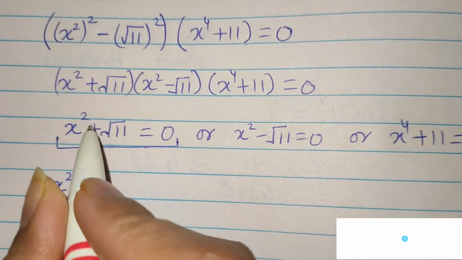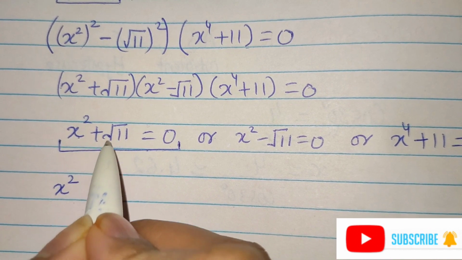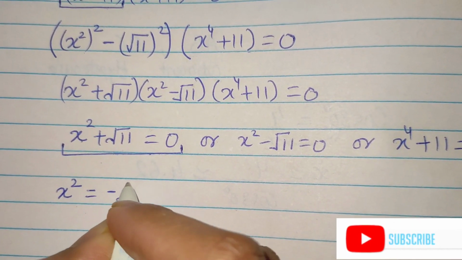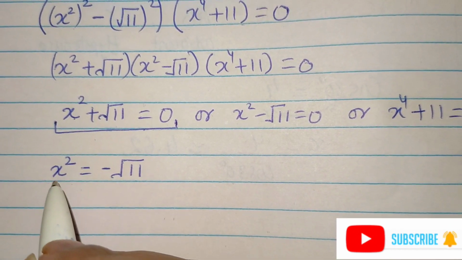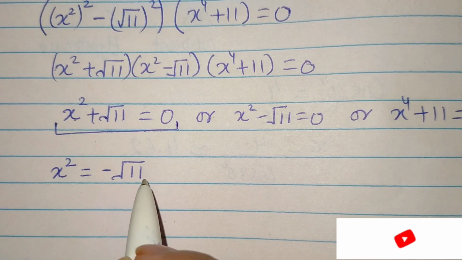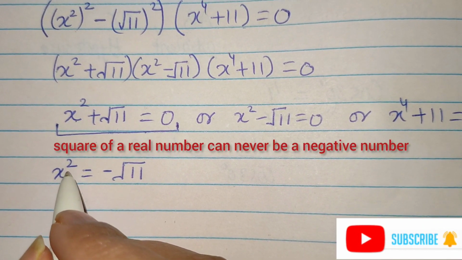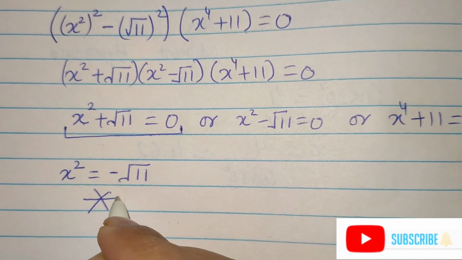To find out the value of x, let's just remove this. That means take away square root 11 from both sides. So you will have x squared equals minus square root 11. Now, as you can see here, x squared is minus square root 11. But the square of a number cannot be negative. So we discard this. We are not going to take this value.